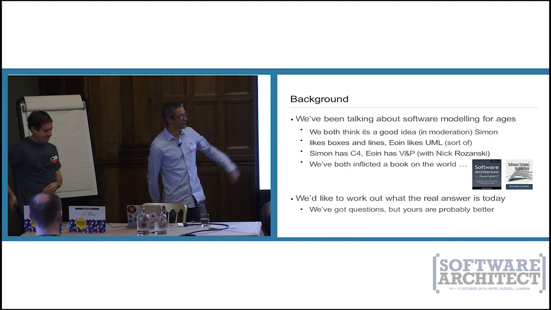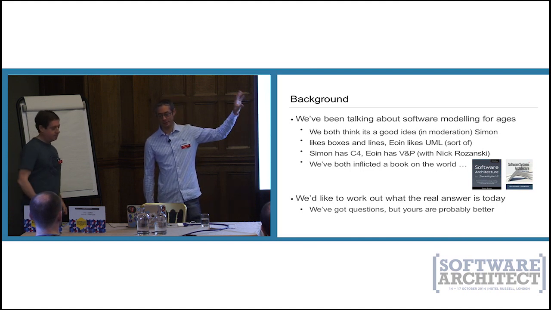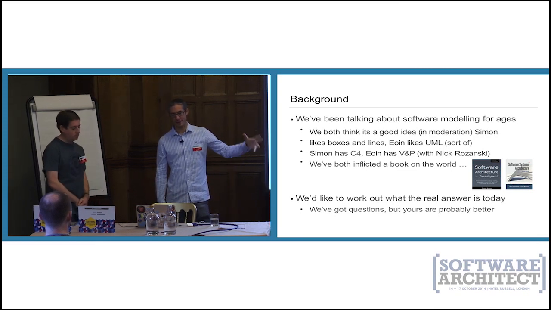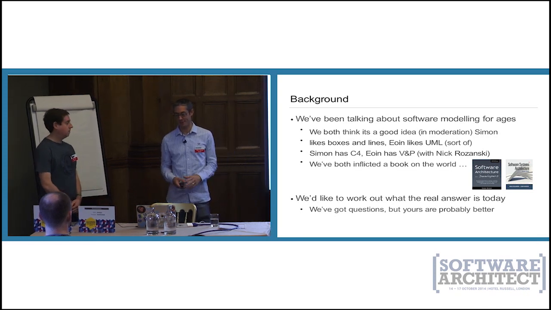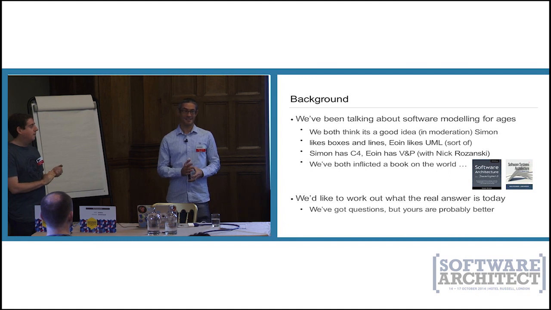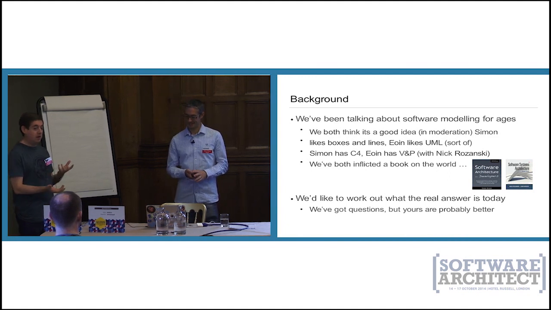I have a book which is called Software Architecture for Developers, available on LeanPub. In the book, I talk about my C4 model, which I'll explain later, and it's a simple way to break down a software system. I've also co-authored a book, the co-author sitting in the audience, Nick Rozanski. And we also talk a lot about modelling software systems, and Nick, in fact, was a great fan of boxes and lines, which was an interesting dynamic as we wrote the book.